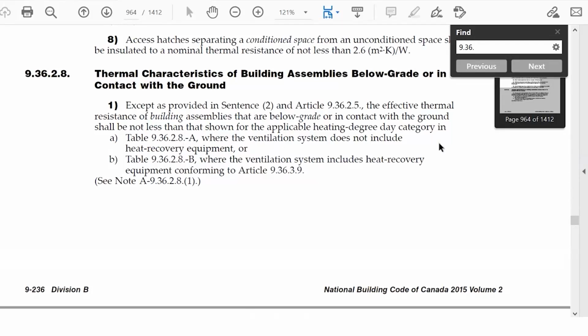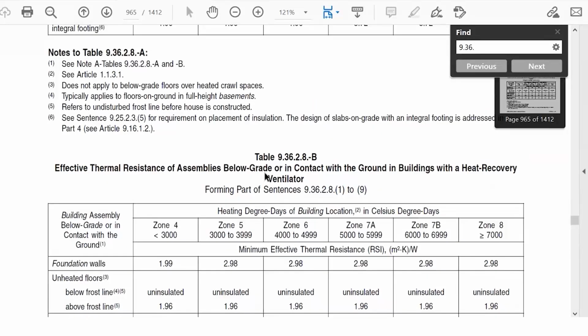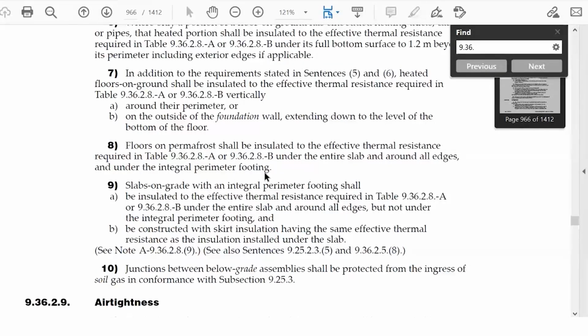9.36.2.8A, where the ventilation system does not include heat recovery equipment, or 9.36.2.8B, where the ventilation system includes heat recovery equipment conforming to Article 9.36.3.9. So again, this is depending on the zones, and for specific applications, junctions, you've got the perimeters outside of foundation walls provisions.